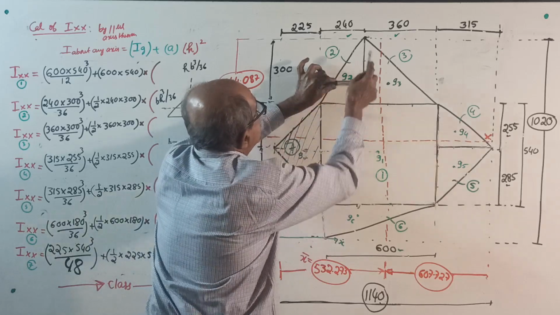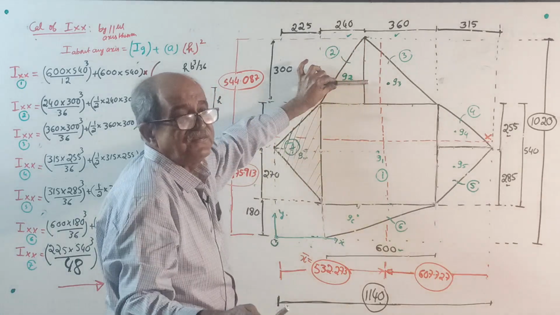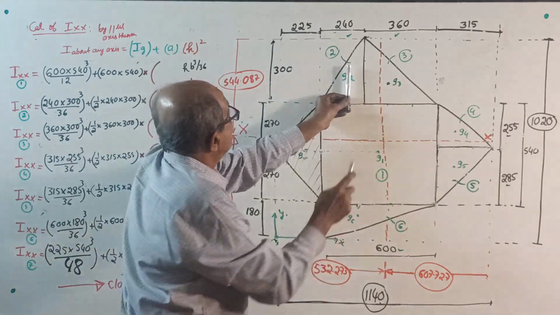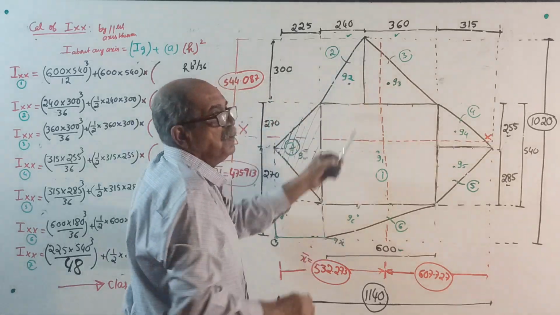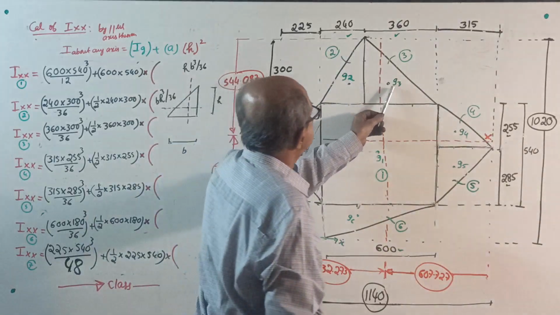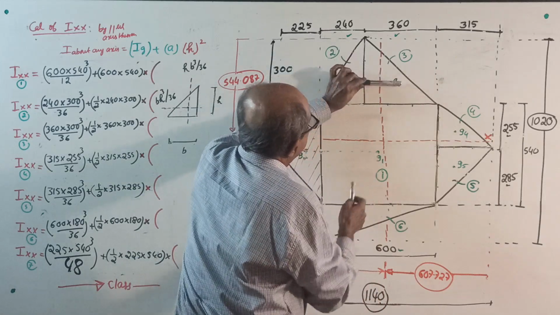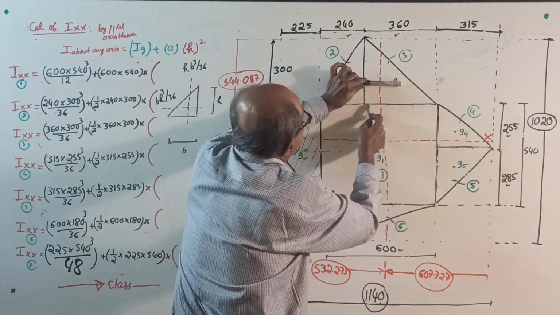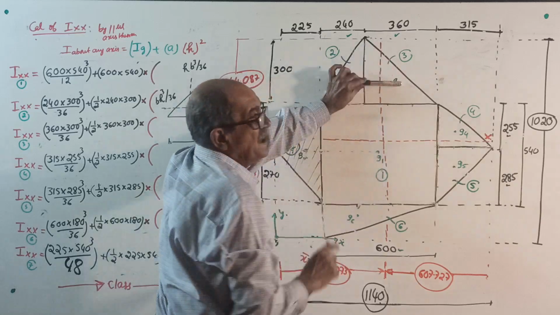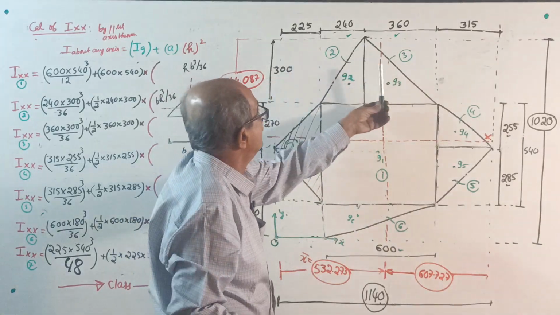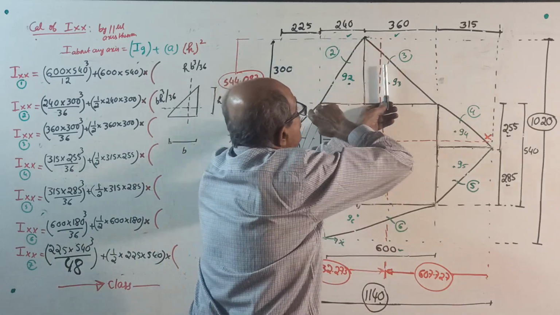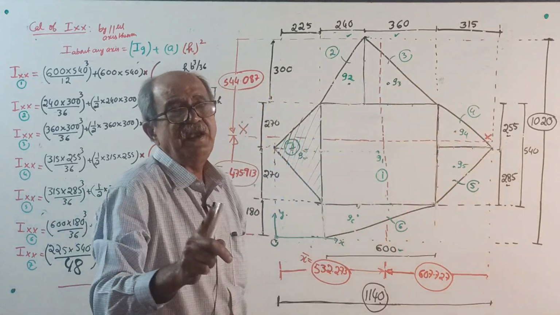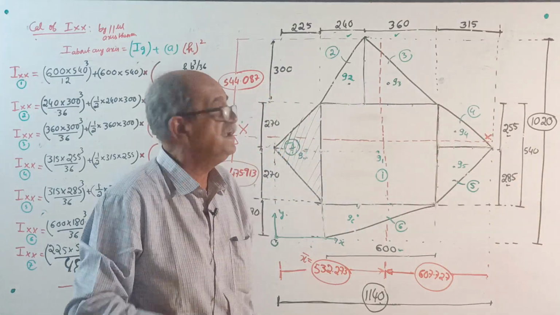240 into 300 cube by 36. 300 into 240 cube by 36. 360 into 300 cube by 36. 300 into 360 cube by 36. I will not explain once again.